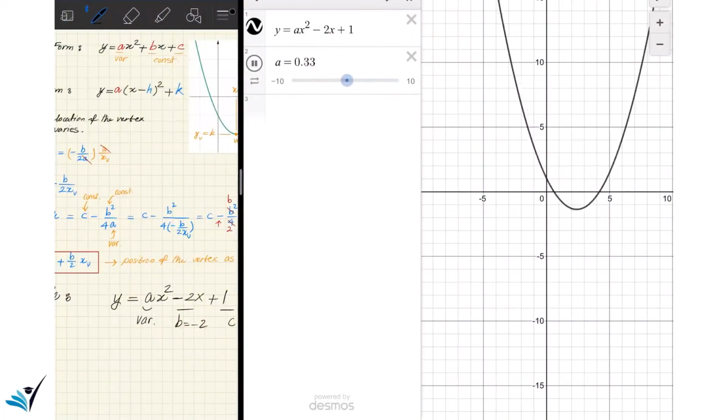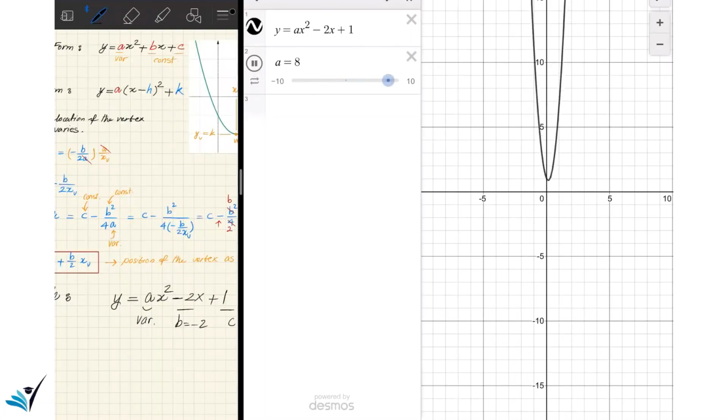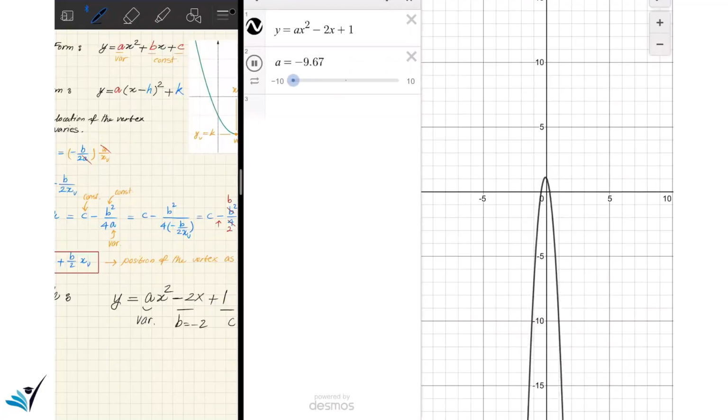You see the effect of a in the direction of the parabola. When a is positive, the parabola is upward. When it goes to negative, the parabola becomes downward.